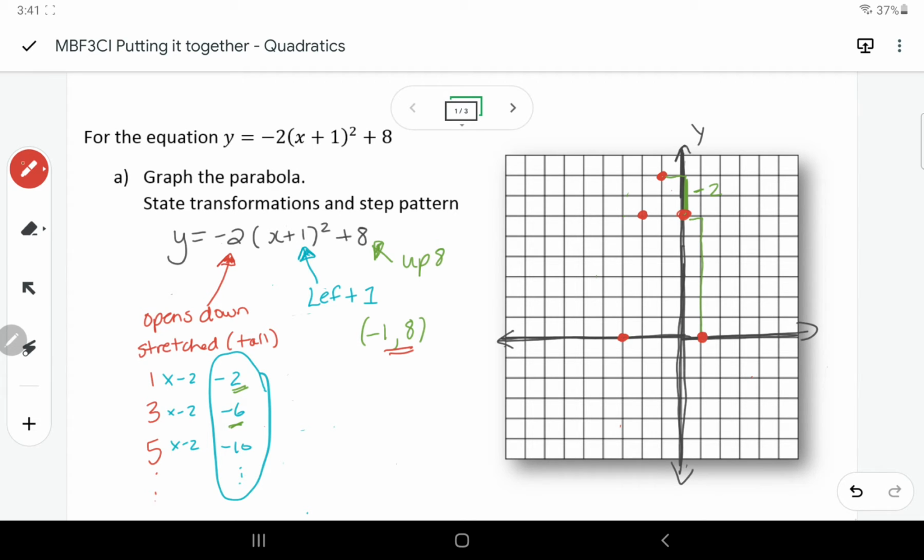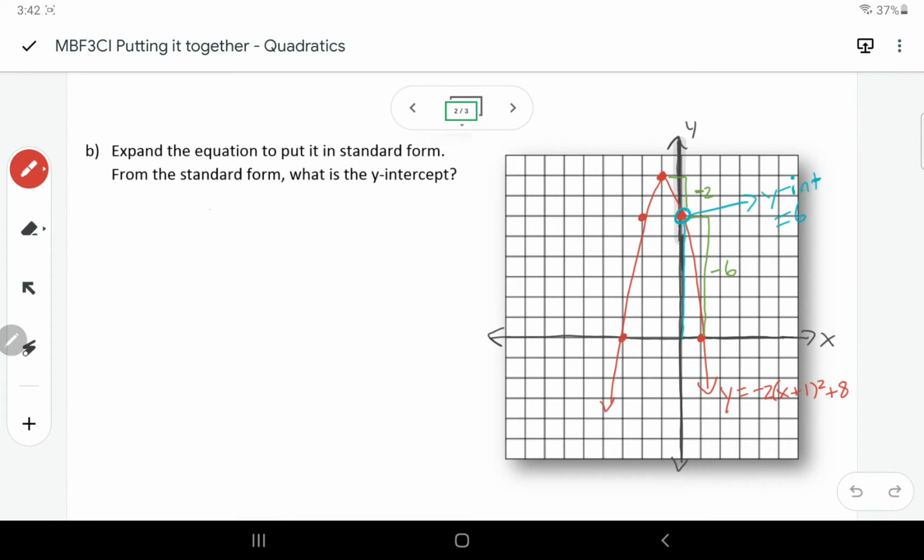The next one would be over 1 and down 10, but I don't have room. So that was my -6 step, that one there. I can't go down 10, it would be past the end of my graph, so I can't fit it on this one. So I'll go back and connect the dots with a curve, put arrows on the ends, and label it with the equation: y equals -2 (x plus 1) squared plus 8. Okay, that's step A. And this handout is on Google Classroom.